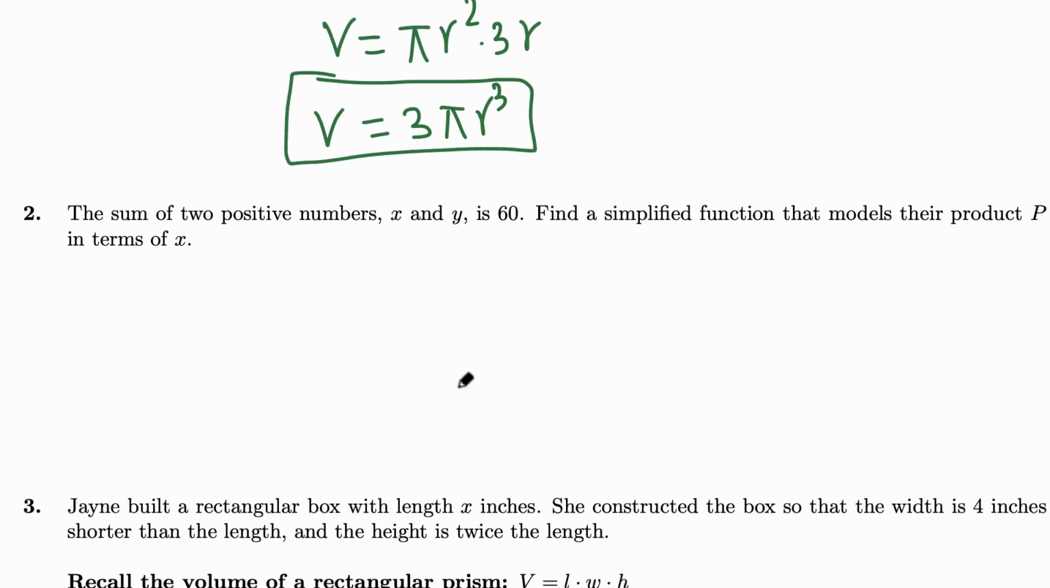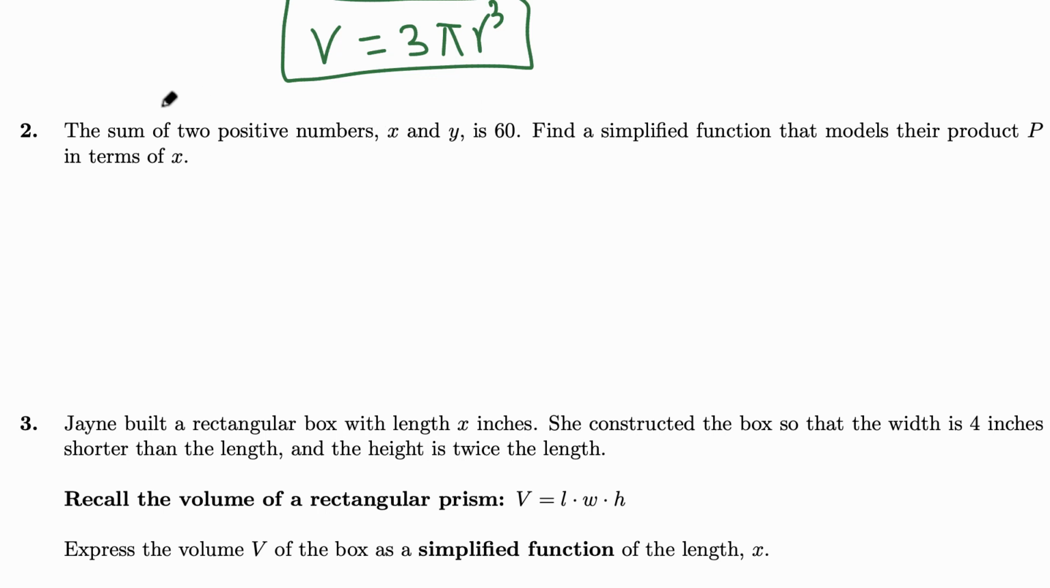Final. In number 2, read the question carefully. It's given that the sum of two positive numbers x and y is 60. Sum of x and y is 60. Find a simplified function that models their product p in terms of x. In terms of x means, let's just write y first in terms of x. So subtract x from both sides, we get y equals 60 minus x.